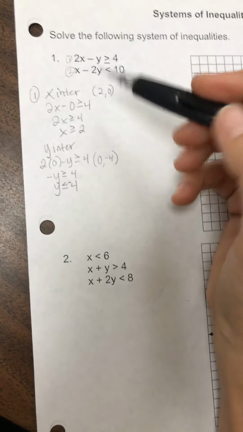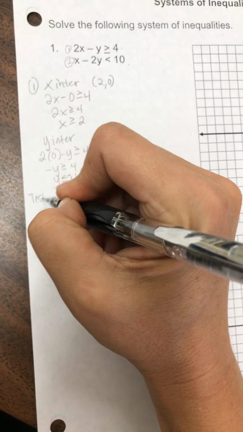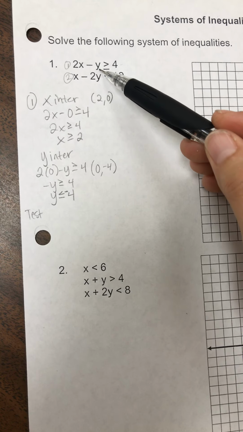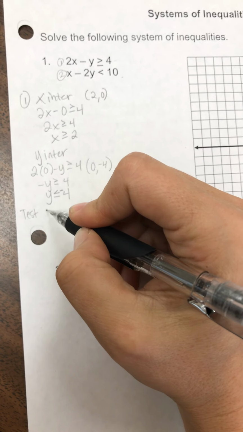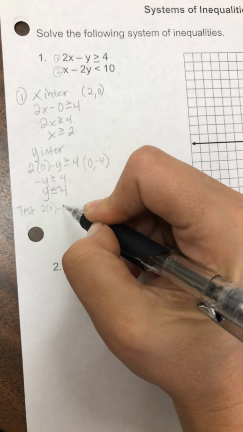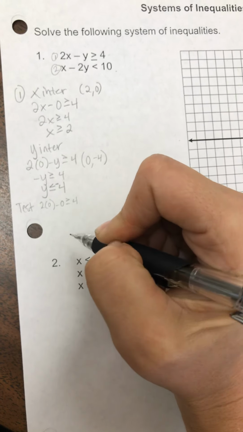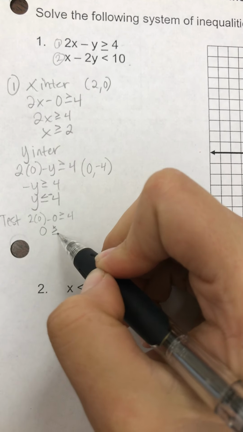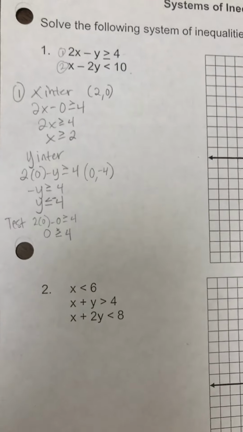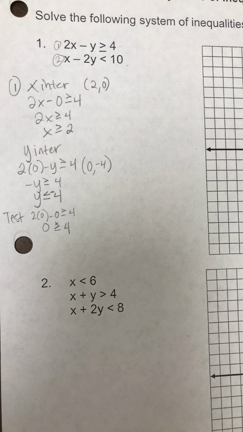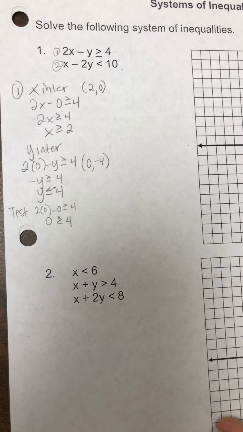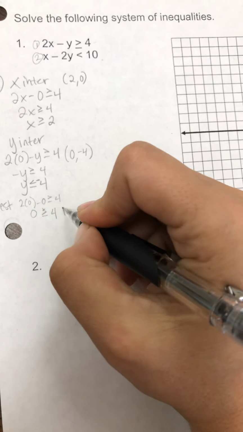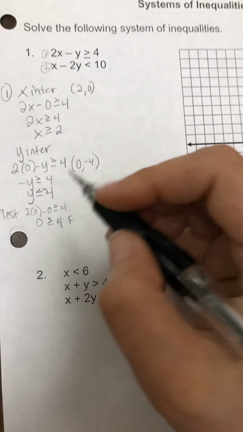Okay, so now let's do our test. I'll put test down here. We're going to put 0 in for x and 0 in for y. So you're going to end up getting 2 times 0 minus 0 is greater than or equal to 4. And you're going to get 0 is greater than or equal to 4. So is that true or is that false? That's false, right? 0 is not greater than 4. So that's false.